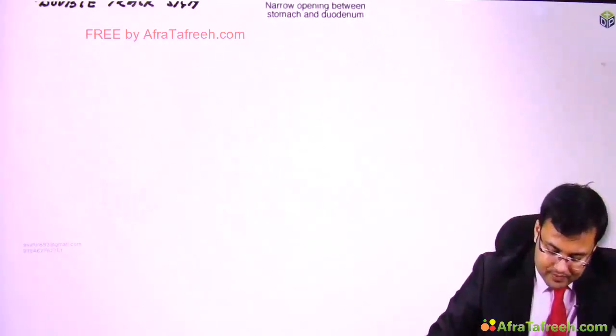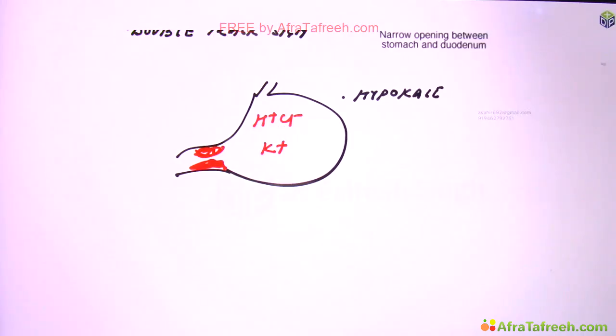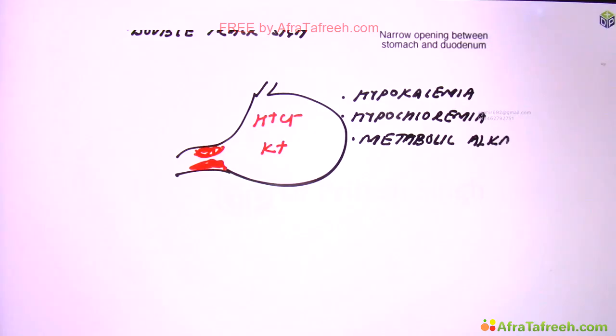See, it's very easy to understand. Can you see? This is the stomach. In the stomach there is HCl and there is mucus which contains potassium, and here is the hypertrophy of circular muscle fibers. Because of vomiting, all these electrolytes are lost. So the patient will be having hypokalemia, hypochloremia, metabolic alkalosis. Why? Loss of proton or acid.